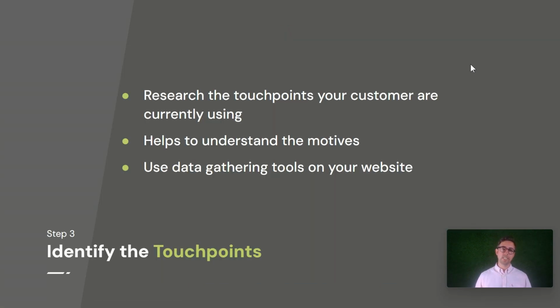Step number 3 is identify your touch points. So you need to research the touch points across your whole website that your customers are currently using. And this initially can just be write them all down. So it doesn't need to be for the specific personas and users that are using your website, but it can be everything. So it could be your main navigation, footer navigation, sidebar links in the text, contact forms, newsletter forms, chatbots, live links, anything that a user interacts with. You want to map those out and write them down so that you know exactly which touch points are being used. This will help you understand motives of your users as well.